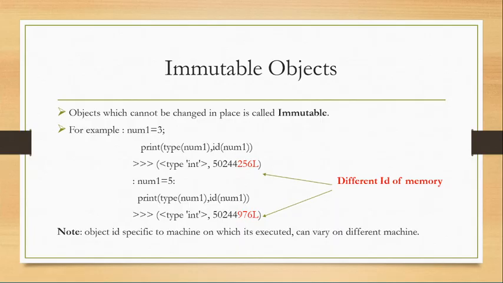This is why they are called immutable. The IDs may change depending on your machine. On my machine I can get one value, and on your machine you can get a different one.